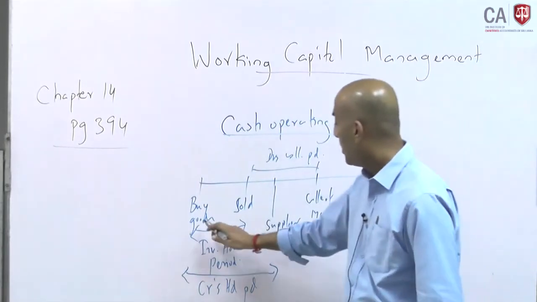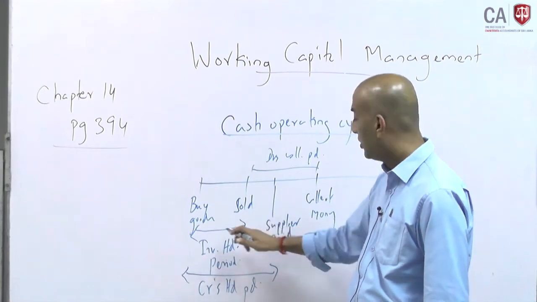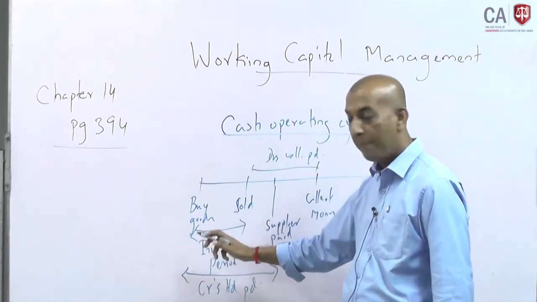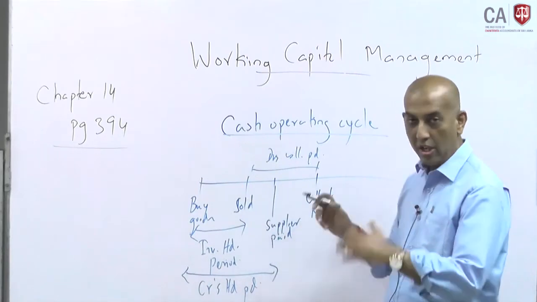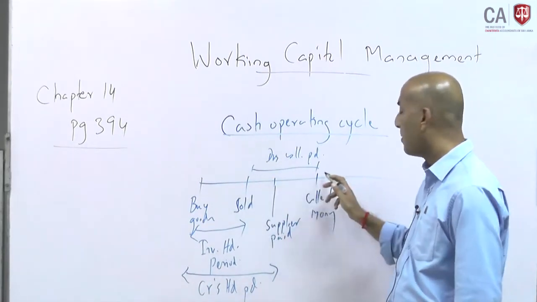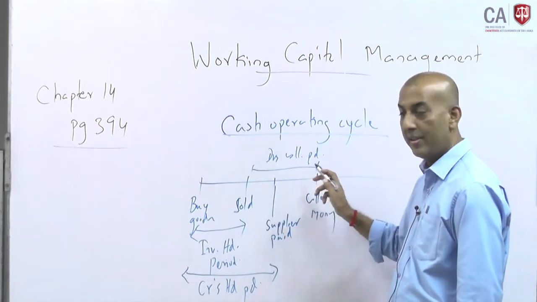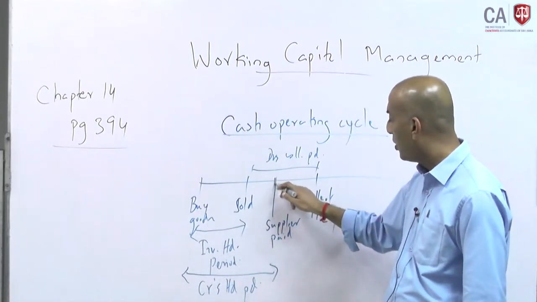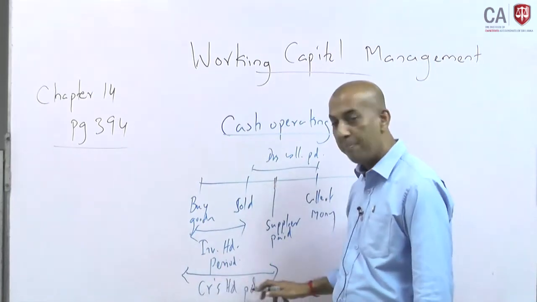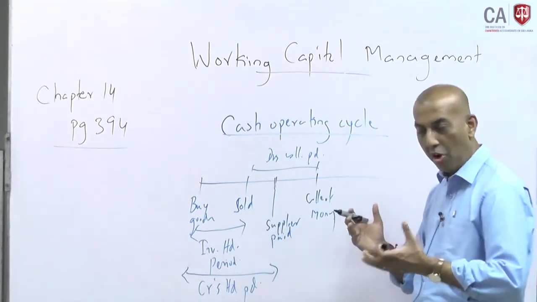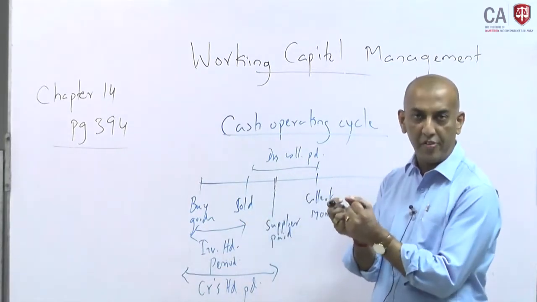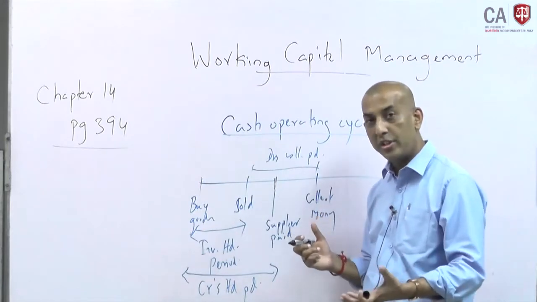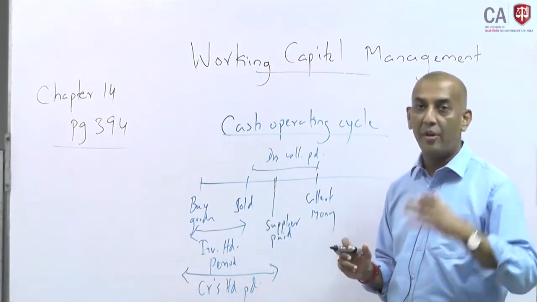So, please note, you bought the goods and you sold. The time gap between you bought the goods to sold is called inventory holding period, how long it takes to sell. From the day you sell on credit, you collect the money after some time. That period is called debtors collection period. Then from the time you bought till the time you pay your supplier, that is called creditors holding period. So, there are three time periods we are talking about: how long you keep the inventory with you, how long it takes to collect the money from your sale of goods, and how long it takes to pay your supplier from the day you purchase the goods.